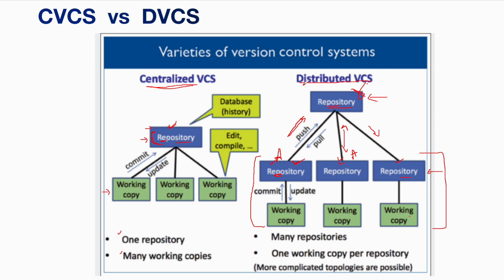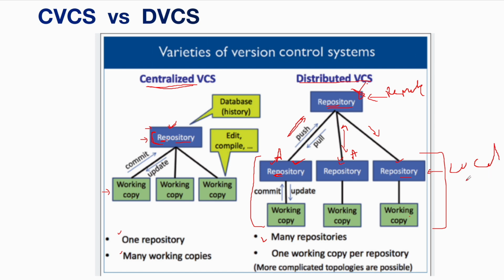So in a distributed version control system, there are many repositories. One repository is a remote repository. This is the remote repository, and these are all local repositories. It means they are located on the user's computer.